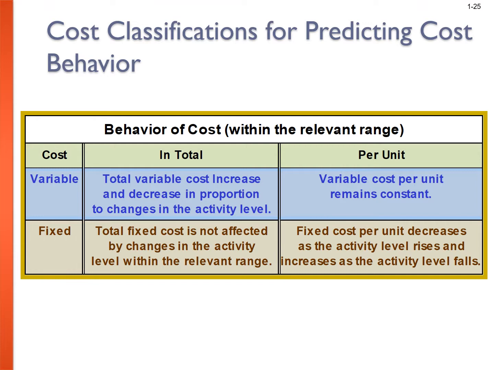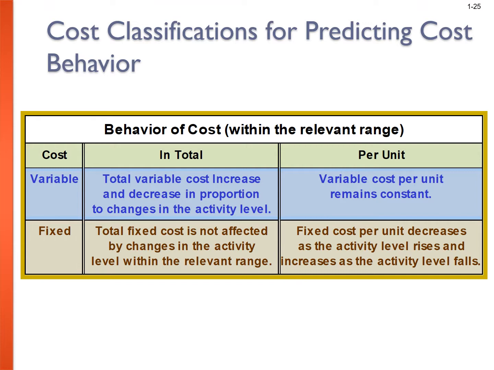So again, we classify the costs so that we could predict the cost behavior as activity changes. So variable: total variable cost increases and decreases in proportion to changes in the activity level. Variable cost per unit remains constant, but overall variable cost will increase if production increases or decrease if production decreases. Fixed cost isn't affected by how the activity level changes overall in total.